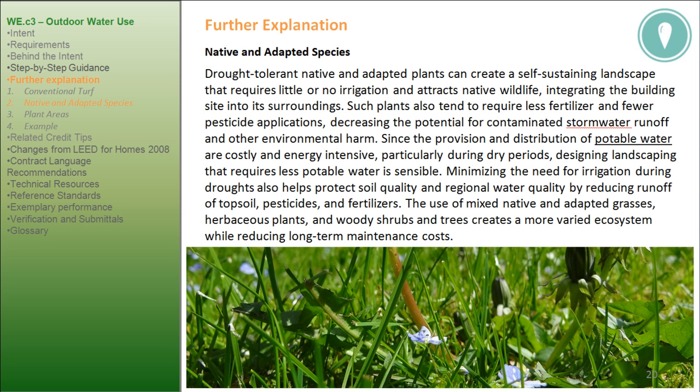Minimizing the need for irrigation during droughts also helps protect soil quality and regional water quality by reducing runoff of topsoil, pesticides, and fertilizers. The use of mixed native and adapted grasses, herbaceous plants, and woody shrubs and trees creates a more varied ecosystem while reducing long-term maintenance costs.